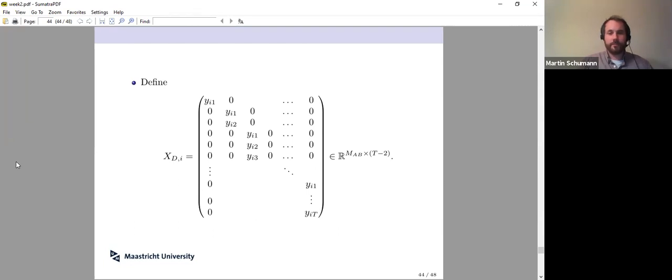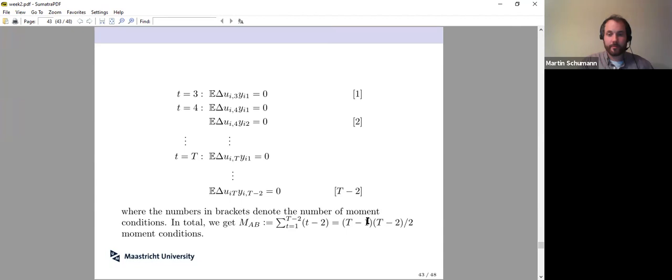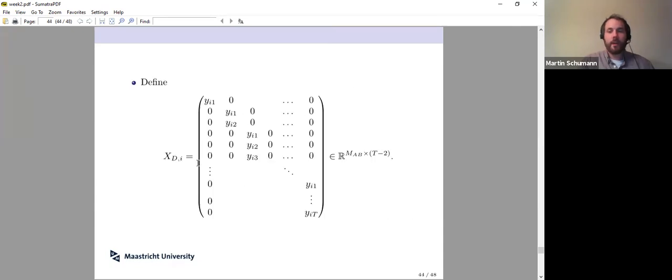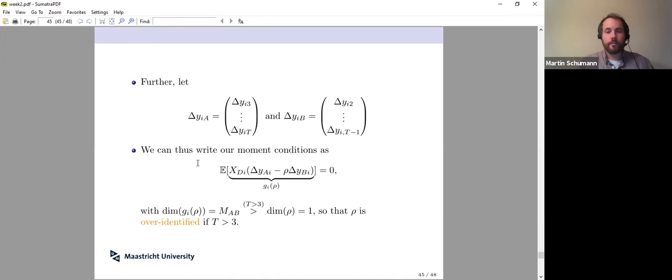And so how would we write this in GMM form? We would have to make this huge matrix here. So M_AB is now this number here, (t minus 1) times (t minus 2) divided by 2. And yeah, we define a couple of stacked vectors. One starts at delta y_3 and goes to t. And this one here would be the lag of this, so it goes 1 time period less. And then we can write our moment condition like this. So this huge matrix times this minus rho times its lag would be 0 by sequential exogeneity.